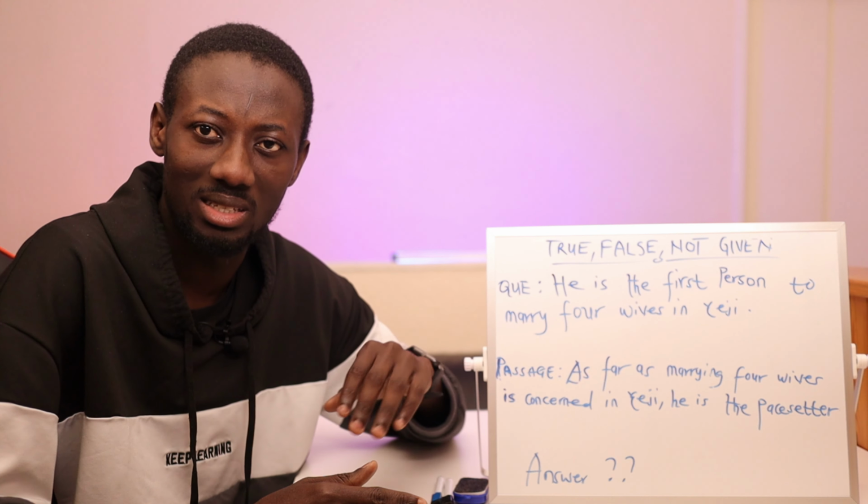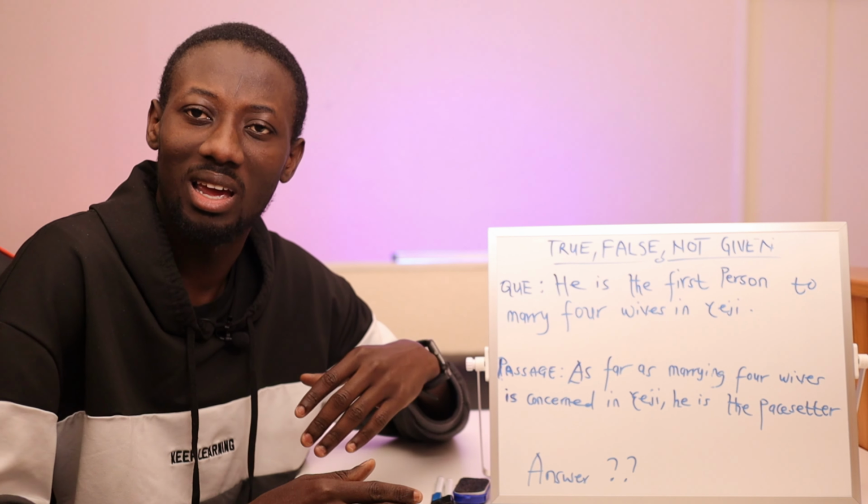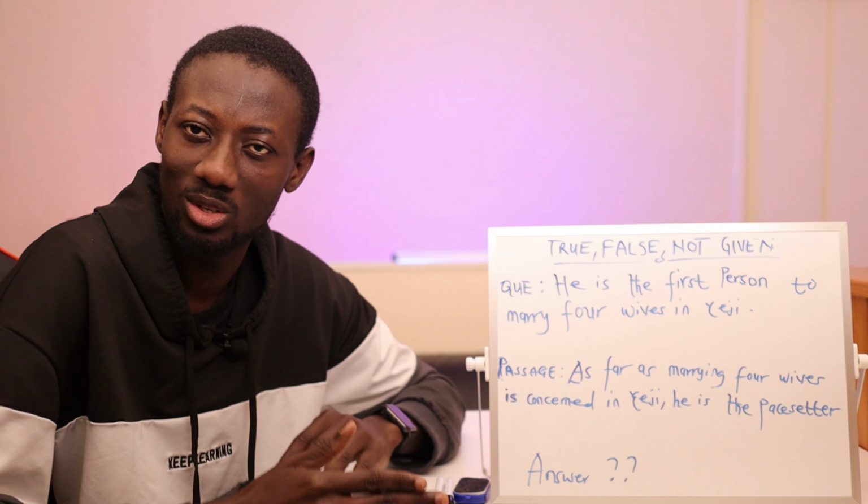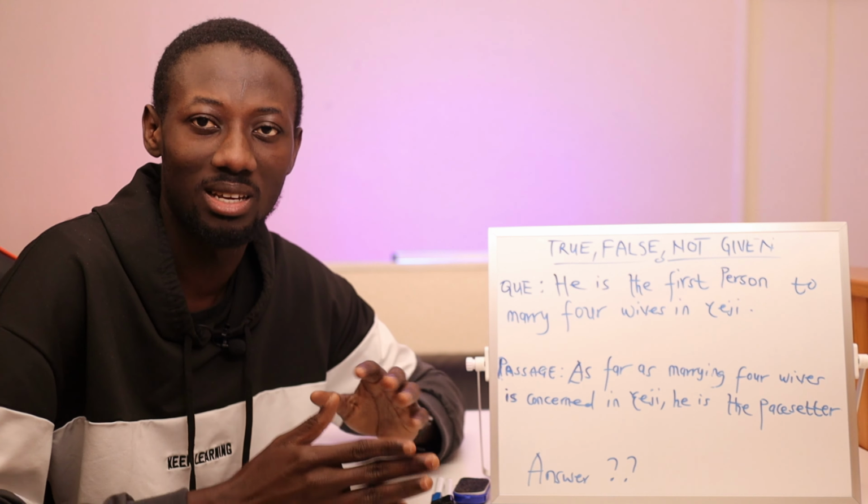So the question says he's the first person to marry 4 wives in Yeji. And then the passage says as far as marrying 4 wives is concerned in Yeji, he's the pace setter. So they mean the same thing exactly. So the answer is what?